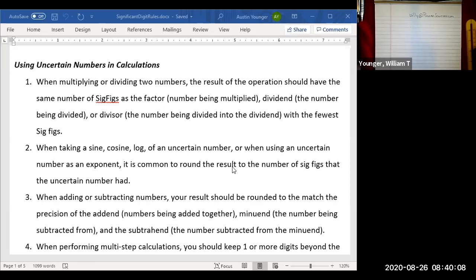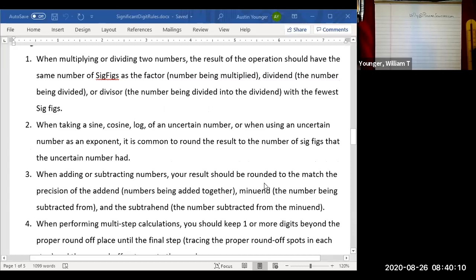When adding or subtracting, your result should be rounded to match the precision of the addends, which are the numbers being added, the minuend, the number being subtracted from, and the subtrahend, the number being subtracted from the minuend. So again, this is just the players in the addition and subtraction. Basically, you look at which one has the fewest number of decimal places, and then that decimal place dictates where you round your answer to.